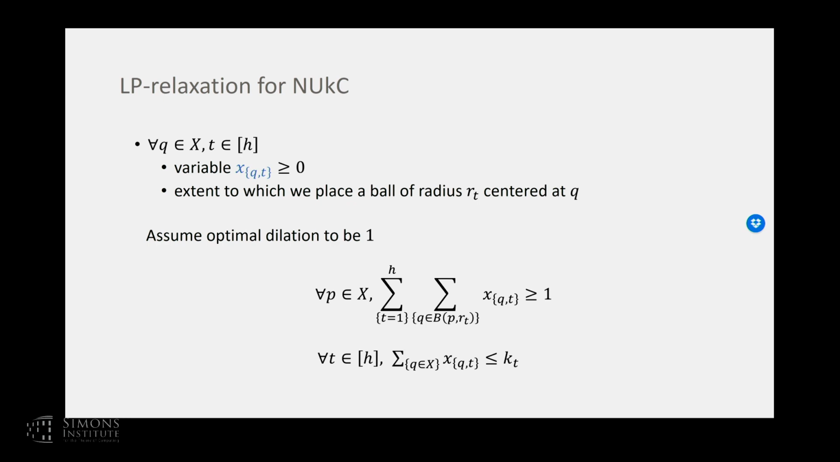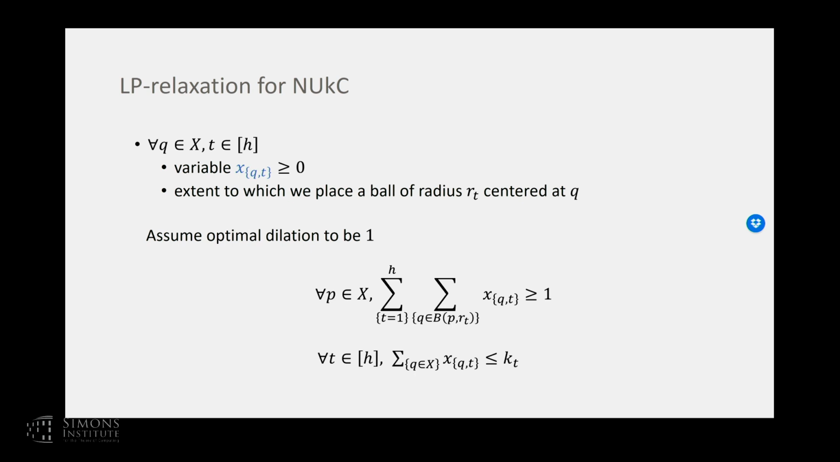Let me write this LP there. It's a standard LP. There's a variable x_qt, which says to what extent a ball of radius type t is opened at the point q. So variable x_qt, and what do I want? I'm going to assume that I can cover the whole metric space with no dilation. That is, optimal dilation 1. This is without loss of generality. So if this is the case, then the LP must say the following.